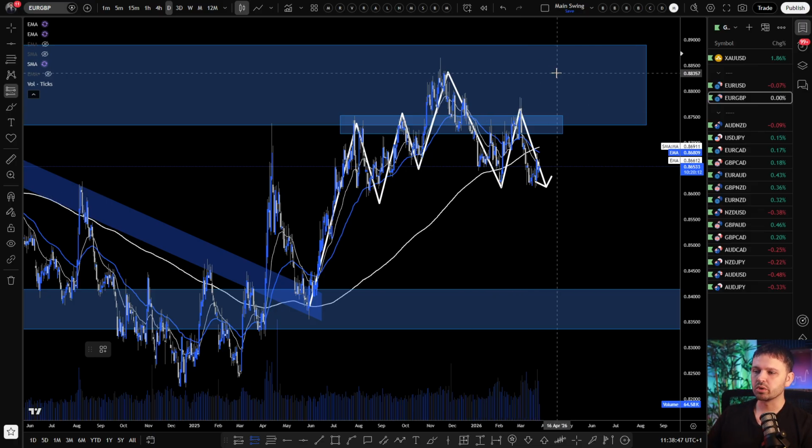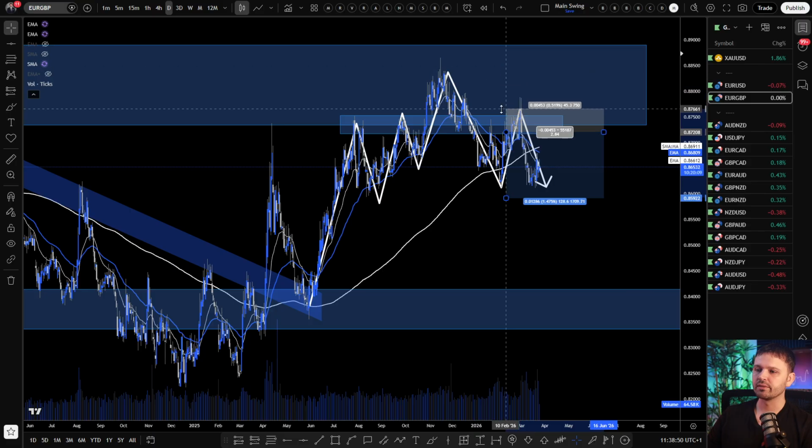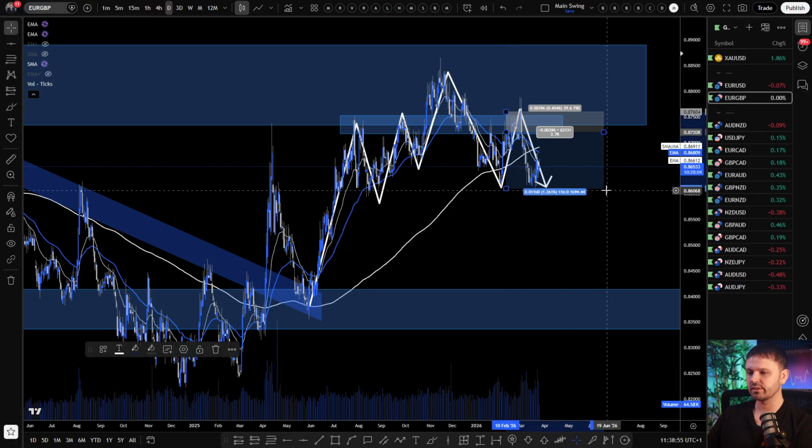Anyway, I actually went short here on Euro GBP, but I got stopped out around that level, I believe. So around here, I got stopped out. That's a shame, because the idea turned out quite nice.